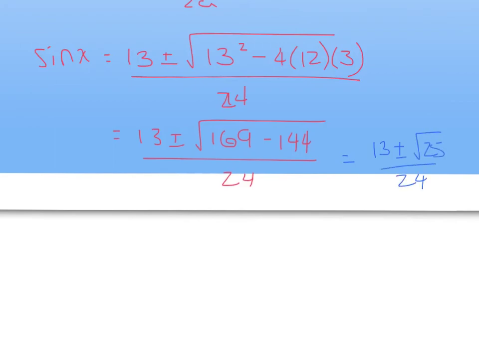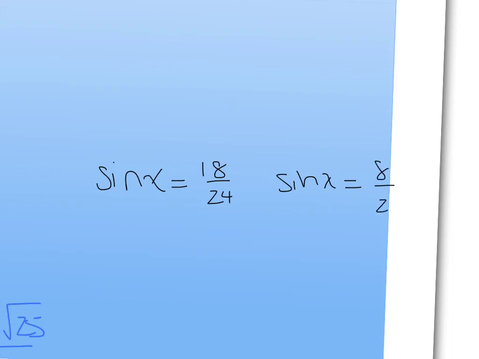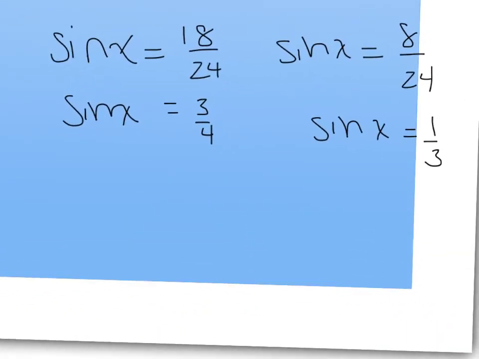And our solutions are as follows. So let me zoom in over here. We get sine of x equals 13 plus minus 5, right? So 13 plus 5, 18 over 24. And then 13 minus 5, we get 8 over 24. 18 over 24, I get 3/4. And 8 over 24, I get 1/3. Good.